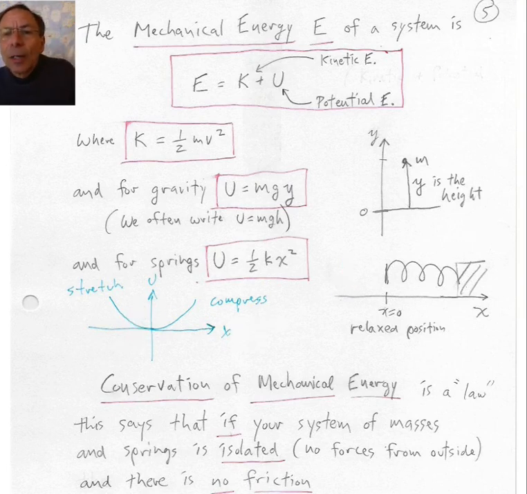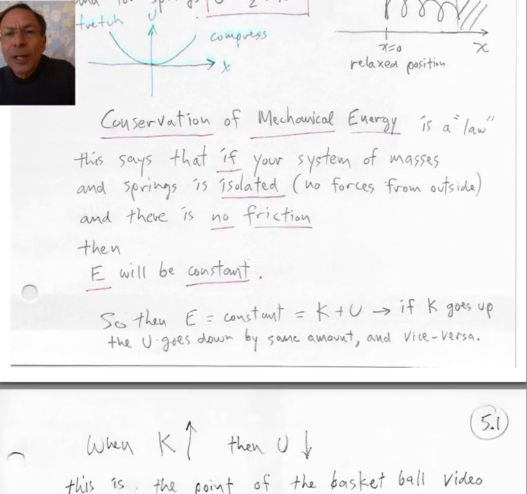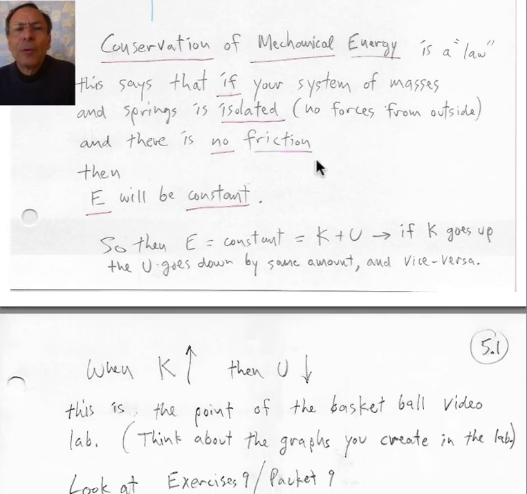Okay, so we have an object which can be high or low, it can be moving, and it could be bumping up against a spring. The law of conservation of mechanical energy says that if your system is isolated, there are no forces coming in from the outside, and that there is no friction, then the total energy E is going to be constant.